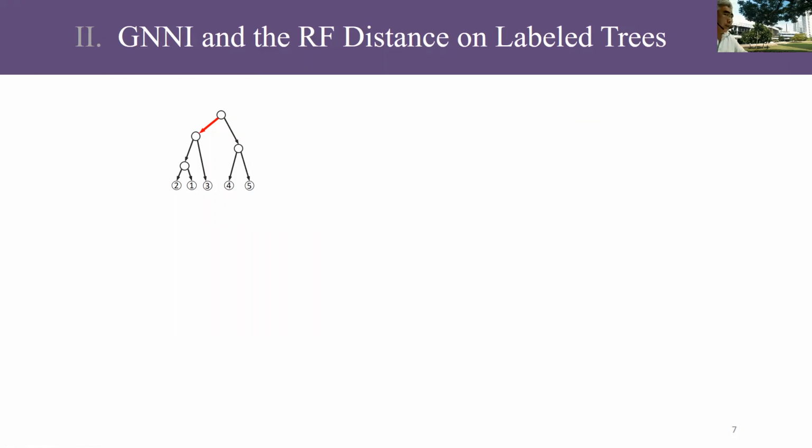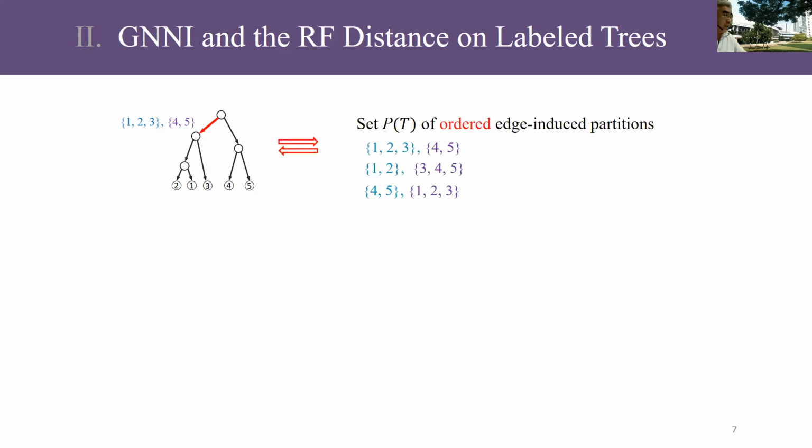On a phylogenetic tree, each edge induces a two-part partition of leaf labels. One part consists of the labels of the leaves below the edge. The second part contains the labels of the leaves not below the edge. Since the tree is rooted, the partition is ordered. For example, the right edge induces this two-part partition, 1, 2, 3 versus 4, 5. In fact, all these edge-induced partitions determine uniquely the phylogenetic tree.